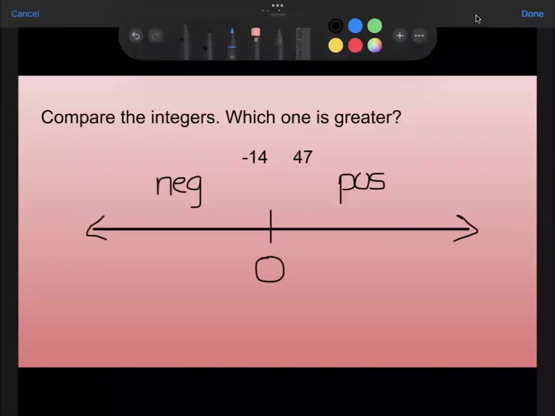Since our two integers have different signs, one's negative and one's positive, I don't actually have to count out how many units away they are to figure out which one is greater. -14 is going to be somewhere on the negative side, and +47 is going to be somewhere on the positive side. So that automatically means that 47 is all the way to the right of -14 and therefore is greater. So anytime you're comparing integers with different signs, the positive number is always going to be the greater one. So let's make that symbol open up to 47. -14 is less than 47.